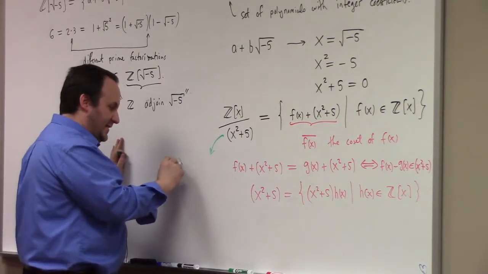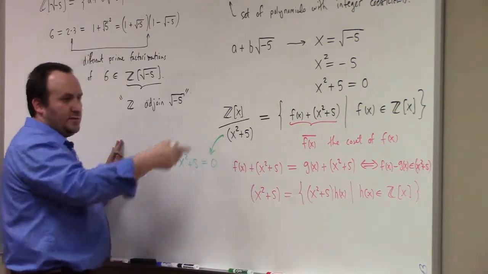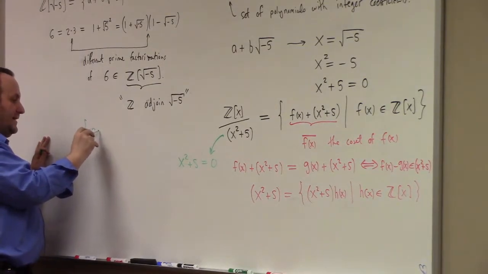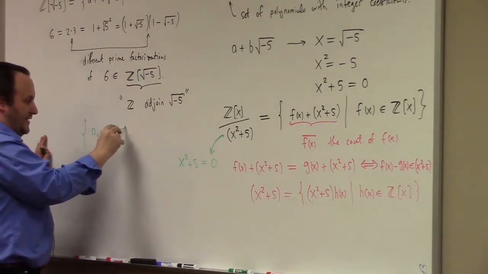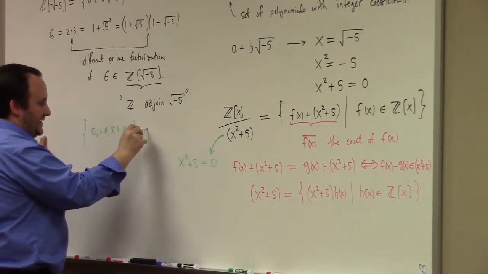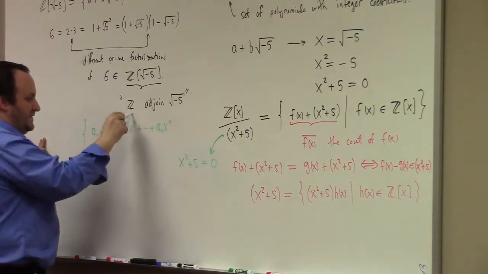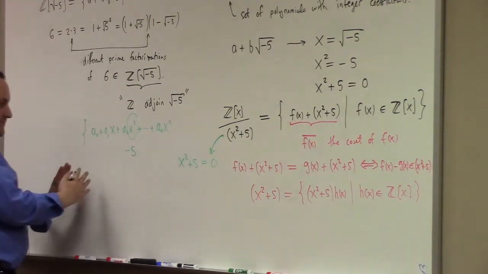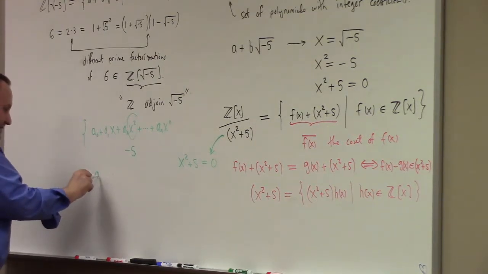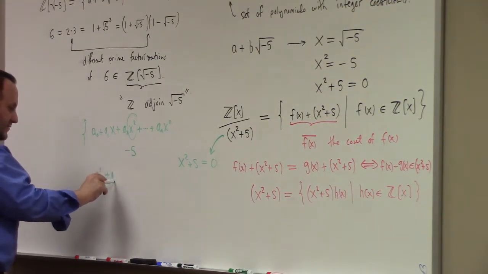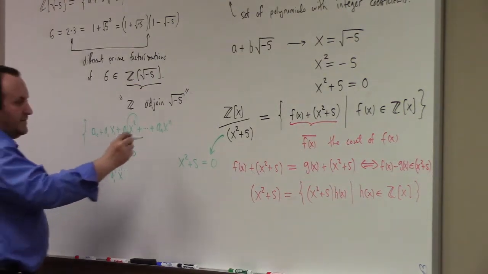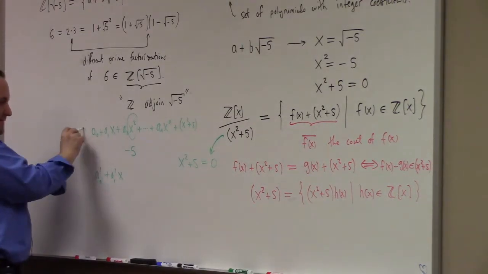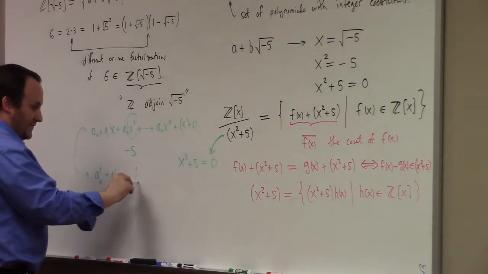But the idea of it, if I can be a little bit less formal for a second here, is that x squared plus 5 is basically equal to 0 in this quotient. So when you look at things like a naught plus a1 x plus a2 x squared, and so on, plus an x to the n, well, you can replace x squared with minus 5, and so forth and so on. So you can collapse it all down until you have something like a naught prime plus a1 prime x, plus the coset.